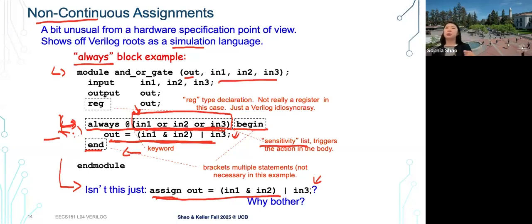What's nice about the always block is that once you get to this kind of more advanced usage, you can use more semantics or more operators to describe hardware that doesn't exist if you stay outside the always block. What do I mean by that? What are some of the examples here?